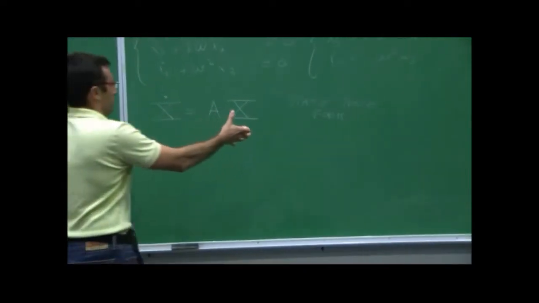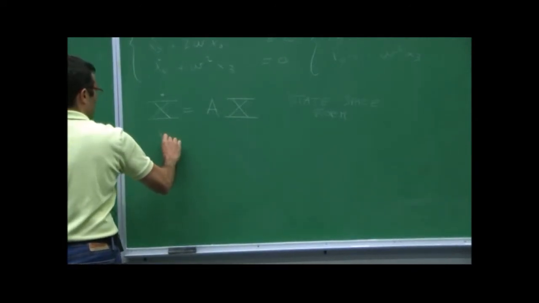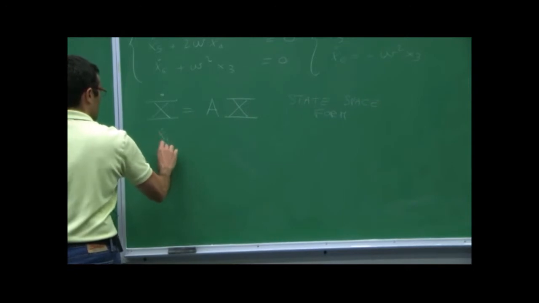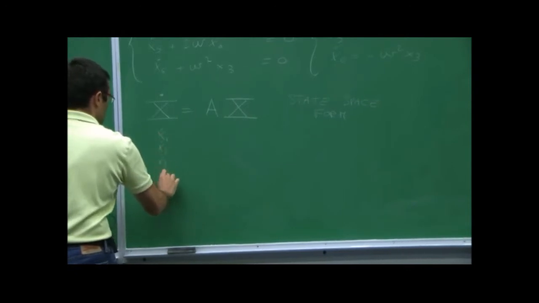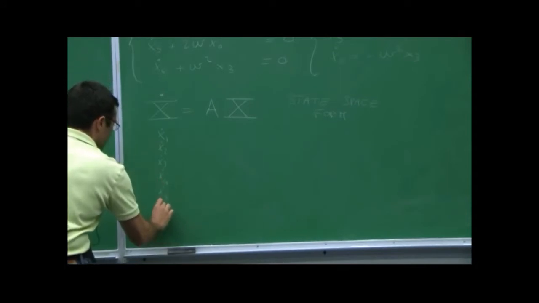Tell you why we care about doing this, but let's do it first. Well, how do you do this? You just set the stage and populate the matrix A. So here you have x1 dot, x2 dot, x3 dot, x4 dot, x5 dot and x6 dot. Okay.